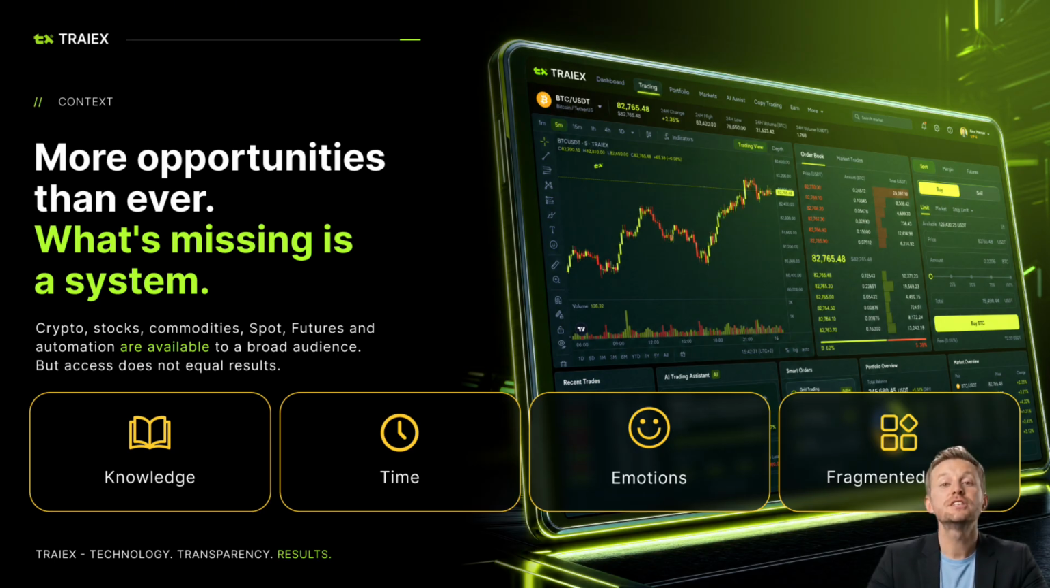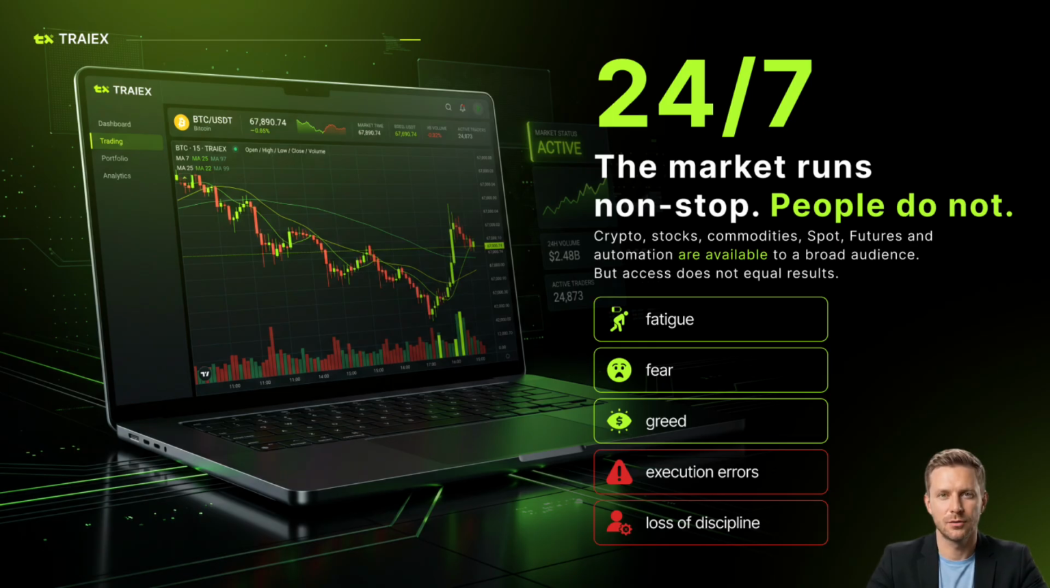Too many tools, too much information, too high a cost of every mistake, and the need to make decisions constantly. Trading on your own takes more than simply opening an account on an exchange. You need to understand the interface, analyze the market, define entry and exit points, calculate position size, limit risk, and constantly watch what is happening.